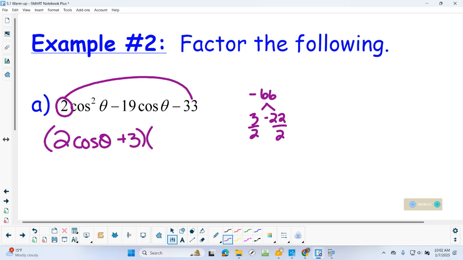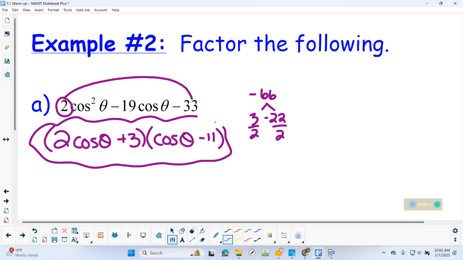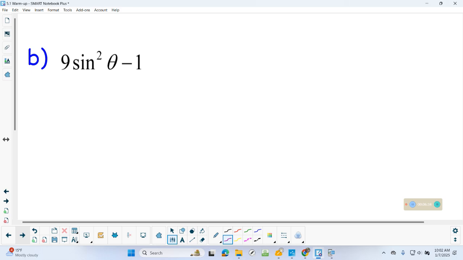Now I can do negative 22 over 2 in my head, negative 11. But again, our variable is cos of theta. And of course, if you FOIL this together, you will get that original expression back. So you're going to see there's going to be a lot of factoring that pops up in this chapter, but it looks a little weird with all of these trig functions in them.